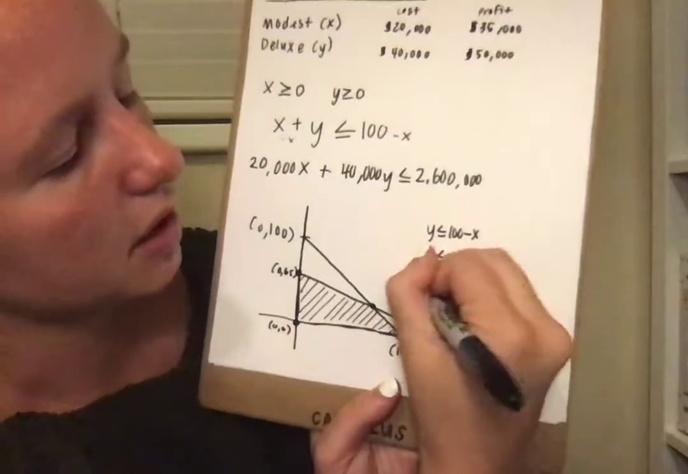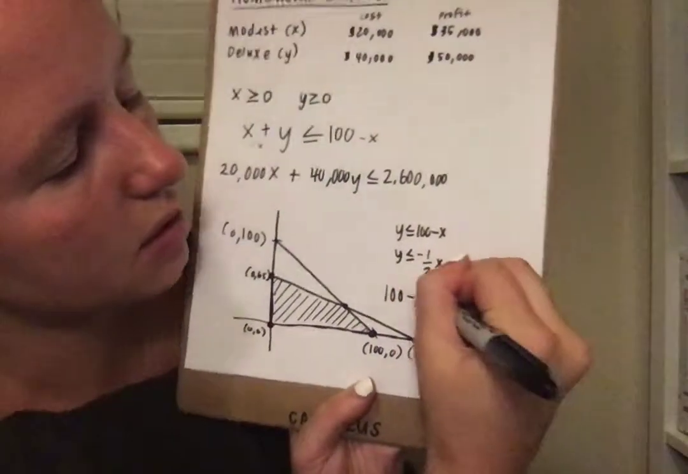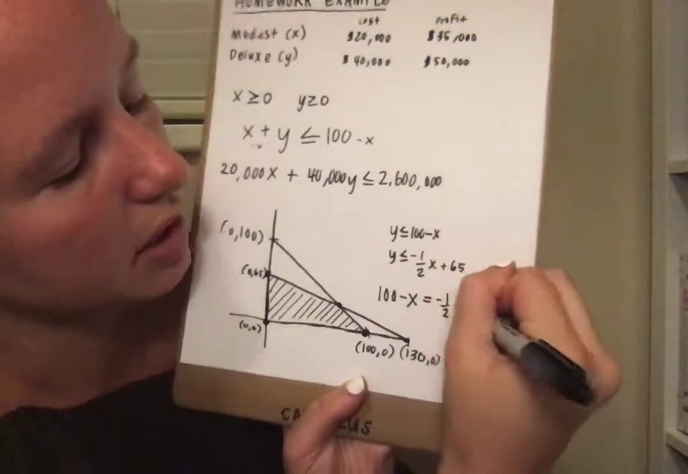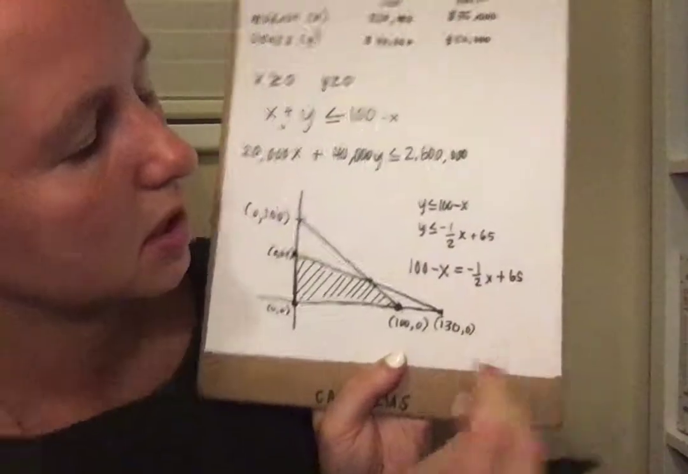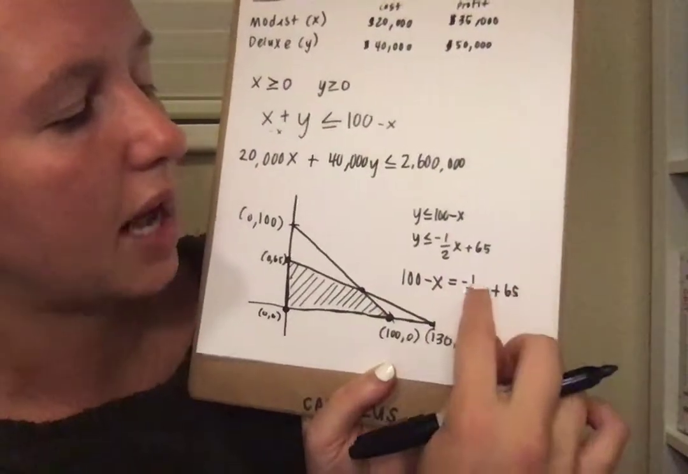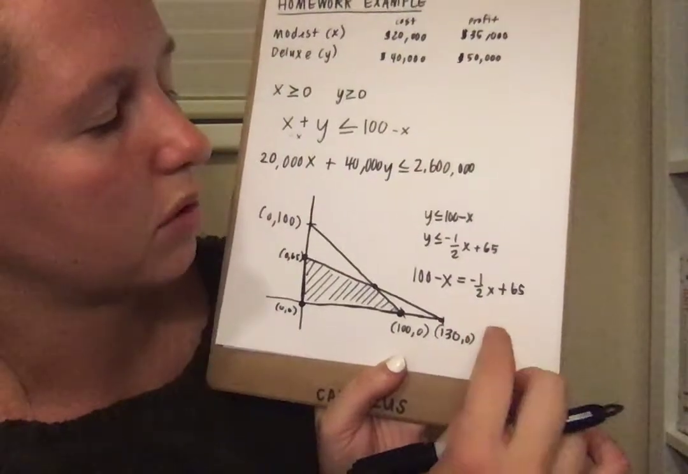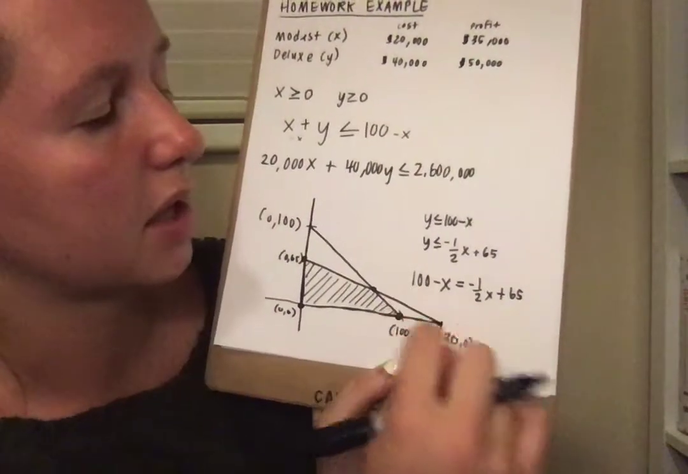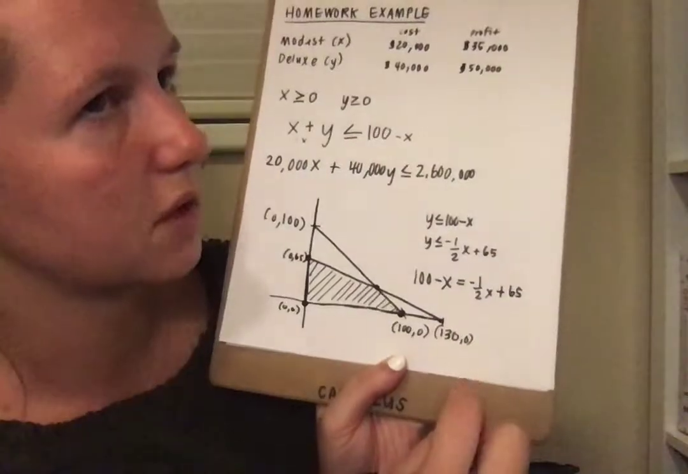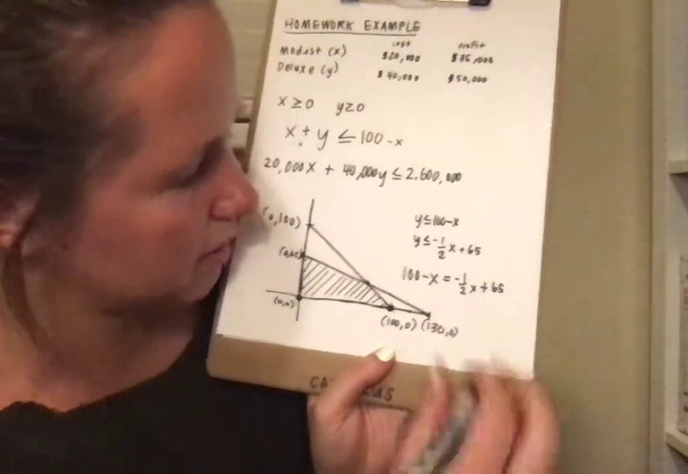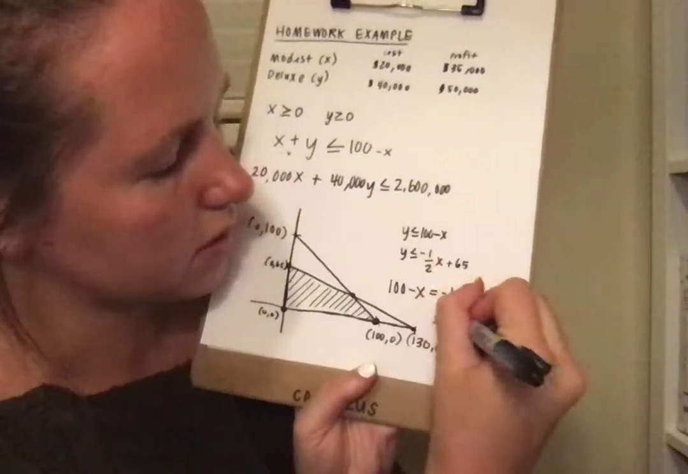So I'm just going to write 100 minus x equals -1/2 x plus 65. So minus 100 over here, add the 1/2 x over here, you get -1/2 x equals 35. Times by -2 on both sides, you get 70, right? x equals 70.